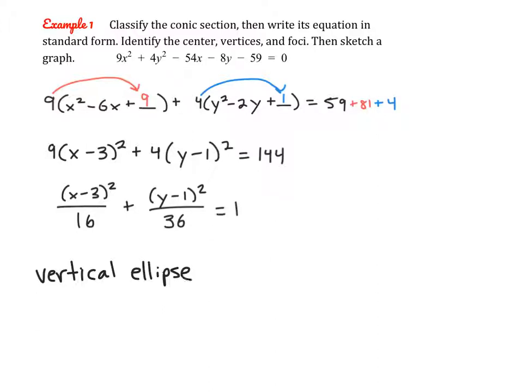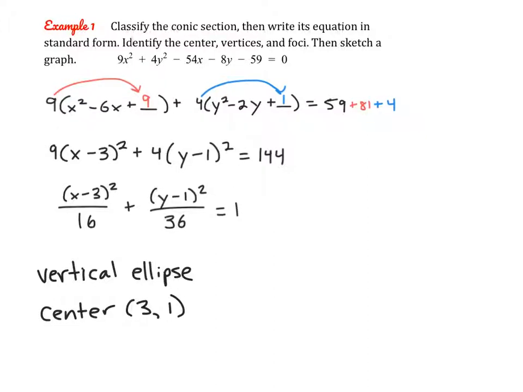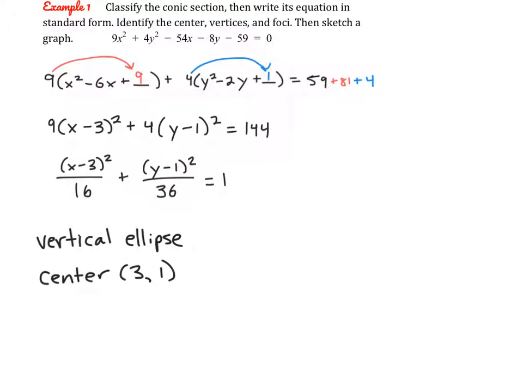The center is at (h, k), so our center is going to be at (3, 1). I know that our a value is going to be 6 because this is a squared. Our b value is going to be 4 because 16 is b squared, so our b value is going to be 4. And we can find c squared.